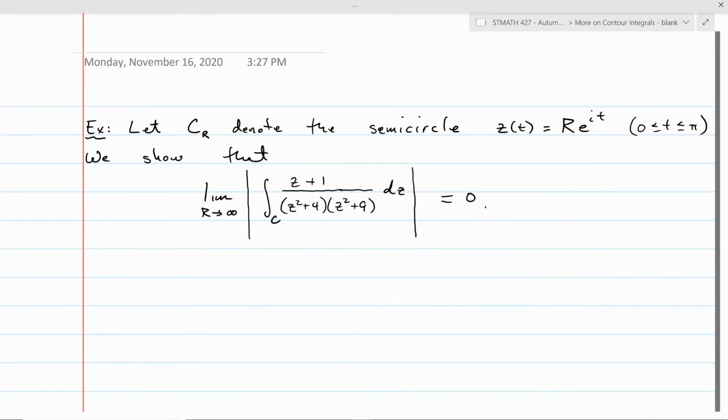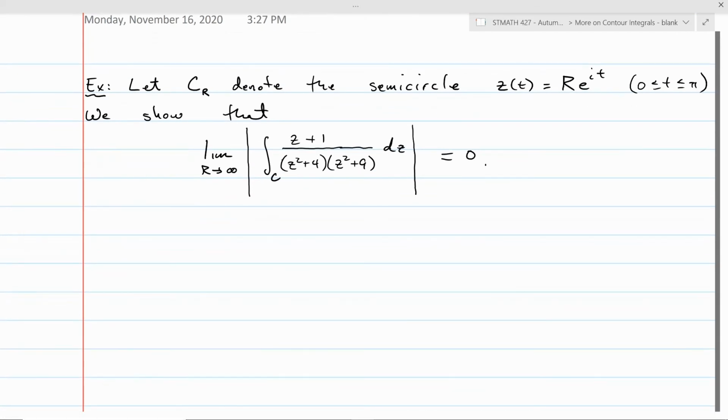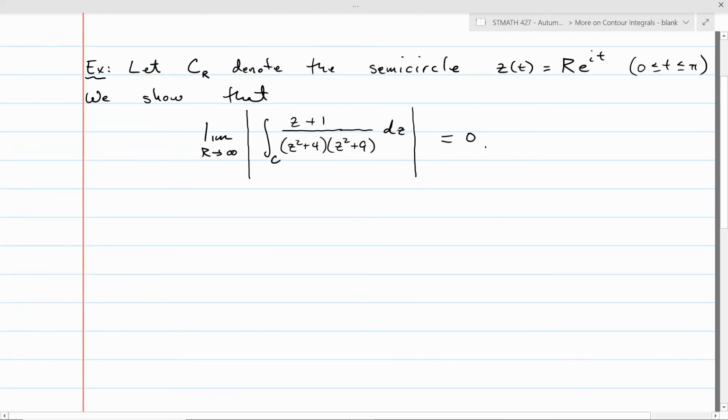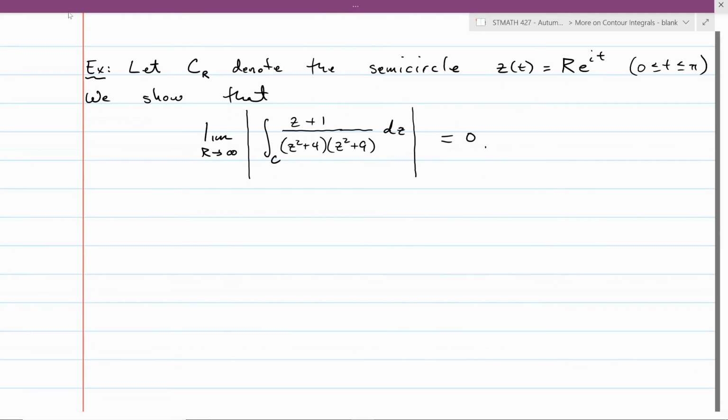Okay, here's another example. We're going to show that if we've got a semicircle, which we'll call C sub R, that is just the top half of the circle centered at the origin of radius big R, and we take the contour integral of this fraction in the example below around that curve with this variable radius, and then take the limit as the radius goes to infinity, those integrals shrink to nothing. So we can do this pretty similarly to how we handled the last problem.